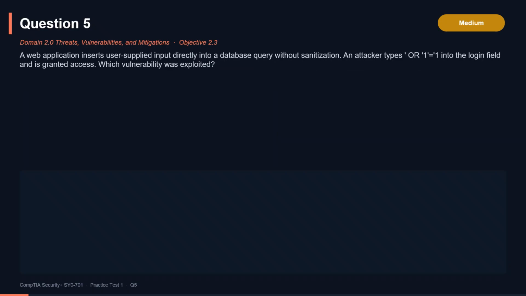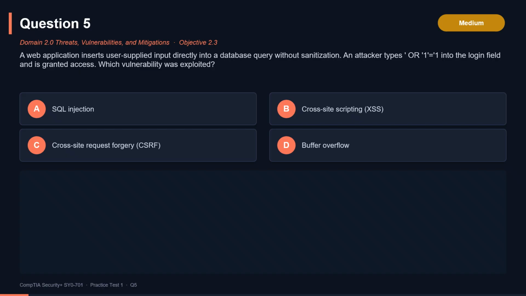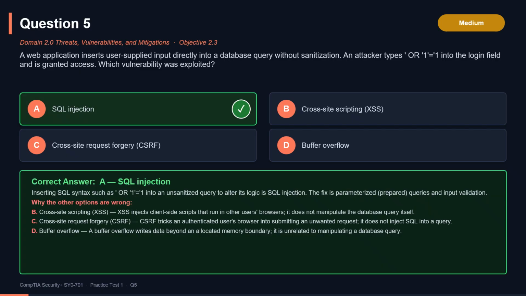Question 5. A web application inserts user-supplied input directly into a database query without sanitization. An attacker types ' or 1=1 into the login field and is granted access. Which vulnerability was exploited? The correct answer is A, SQL injection. Inserting SQL syntax such as or 1=1 into an unsanitized query to alter its logic is SQL injection. The fix is parameterized, prepared queries, and input validation.